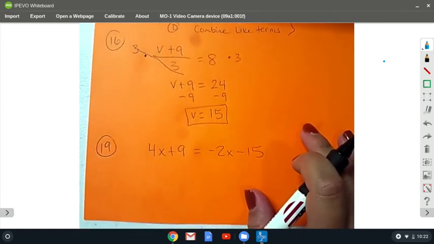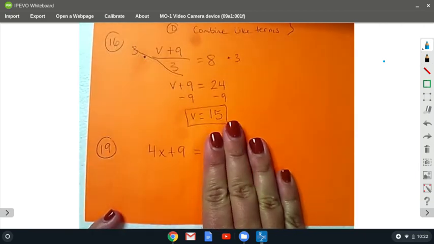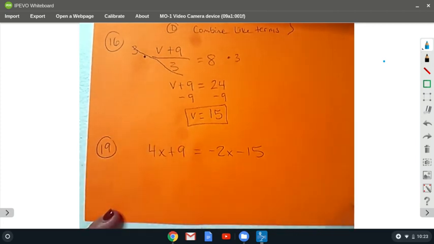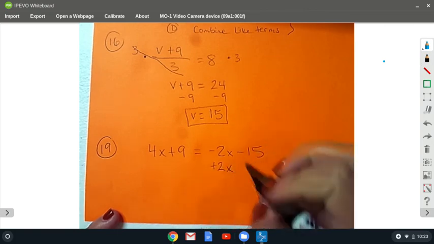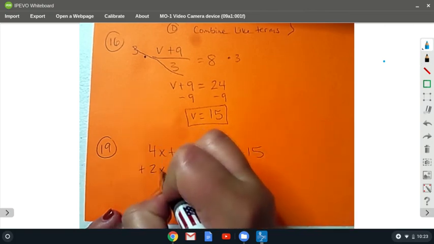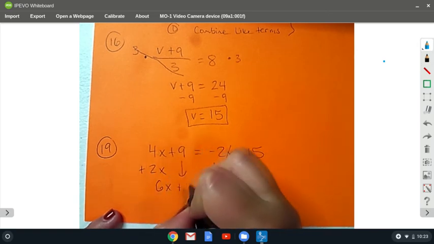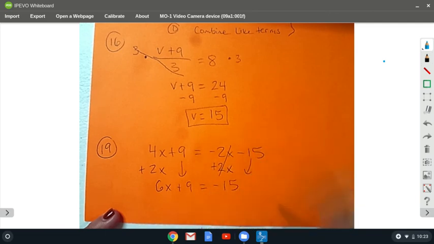All right, my last one here. If I look at this side of the equation, there's nothing I can simplify. If I look at this side of the equation, there's still nothing I can simplify. There's no like terms. So I'm going to go ahead and start to move things around. I'm going to add this 2x to both sides to start. So 4x and 2x is 6x. I'm going to bring down my 9, my equal sign, and my -15.